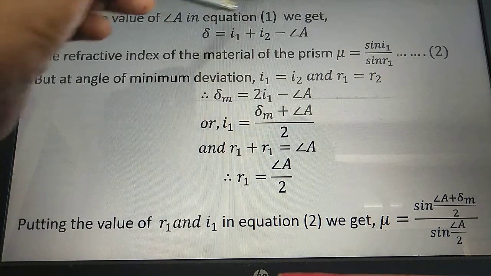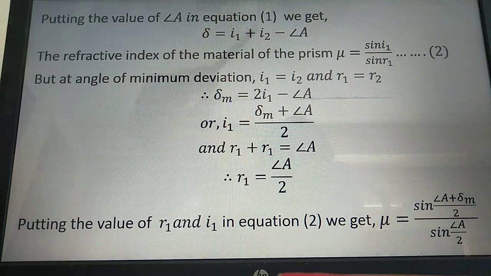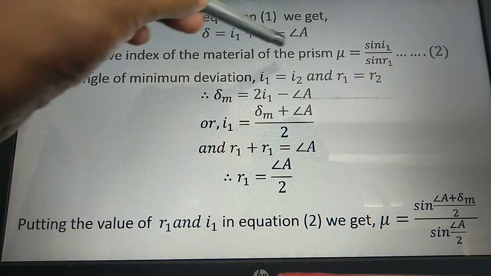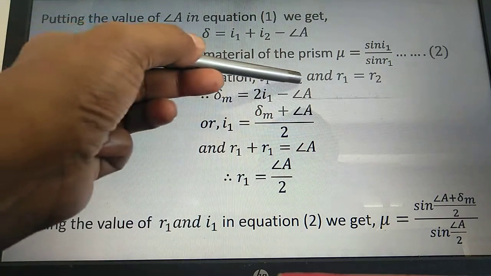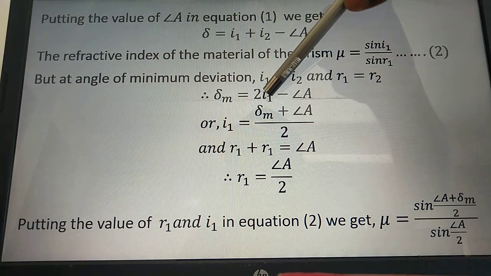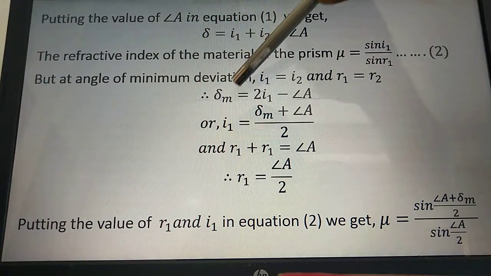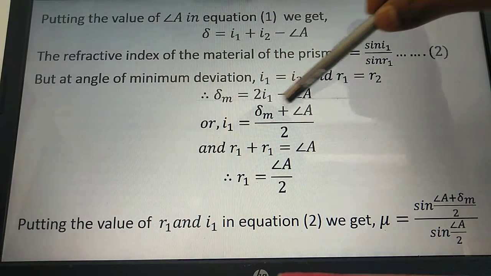Putting the value of angle A in equation 1, we know delta is equal to I1 plus I2 minus A, where delta is the angle of deviation. The refractive index of the material of the prism, we know mu is equal to sin I1 by sin R1. But at the angle of minimum deviation, I1 is equal to I2 and R1 is equal to R2. Therefore delta m is equal to twice I1 minus A, that is I1 is equal to (delta m plus A) by 2.